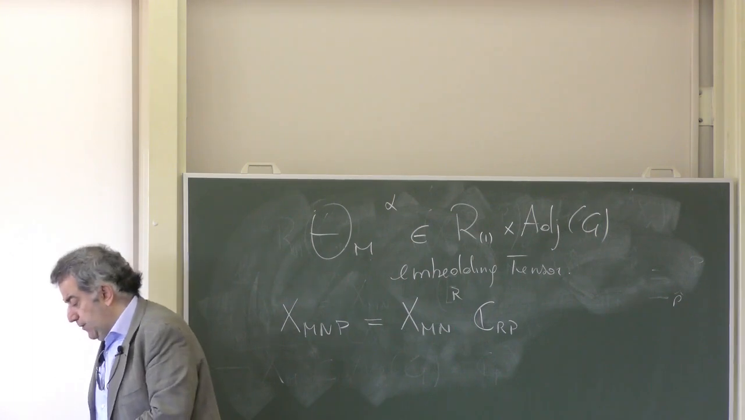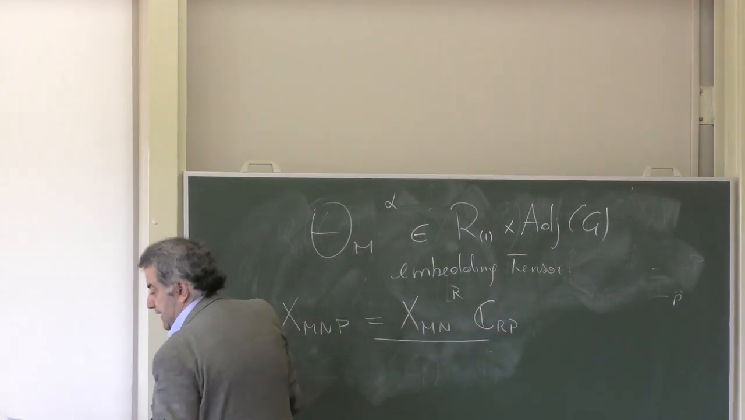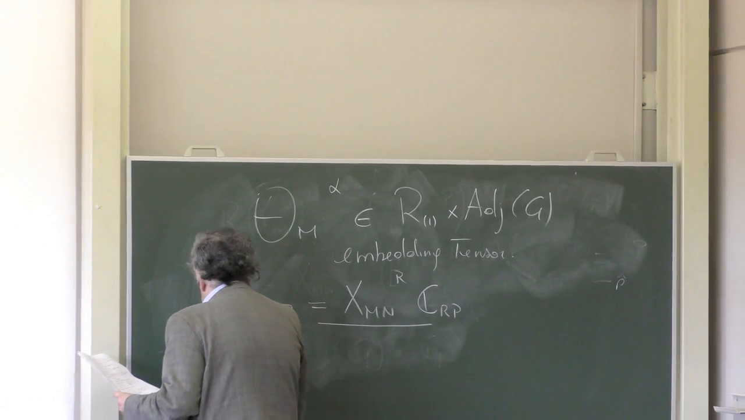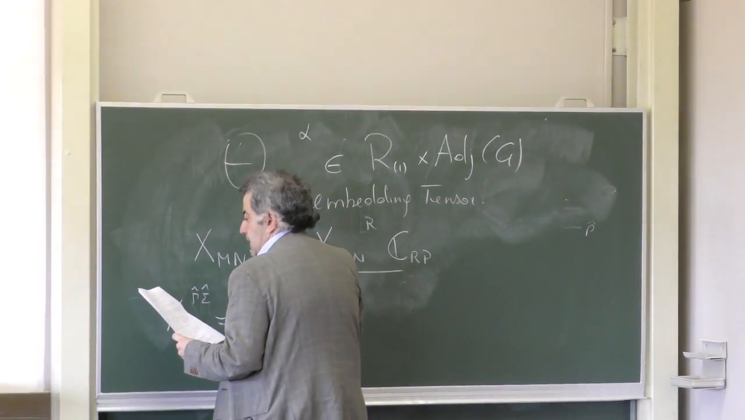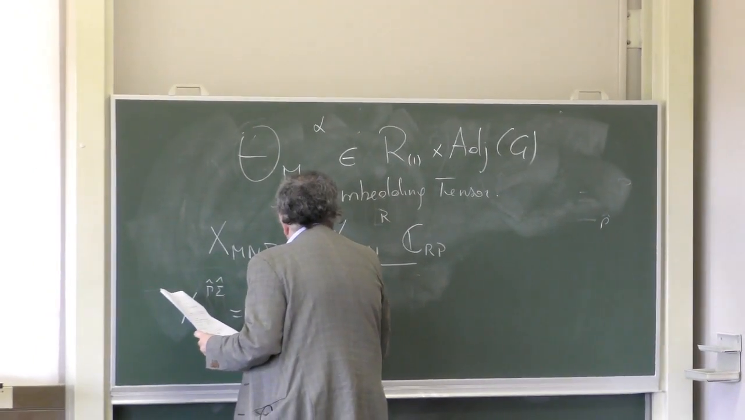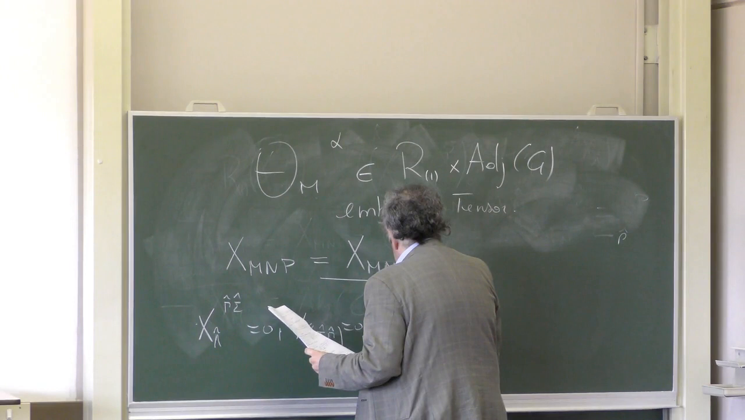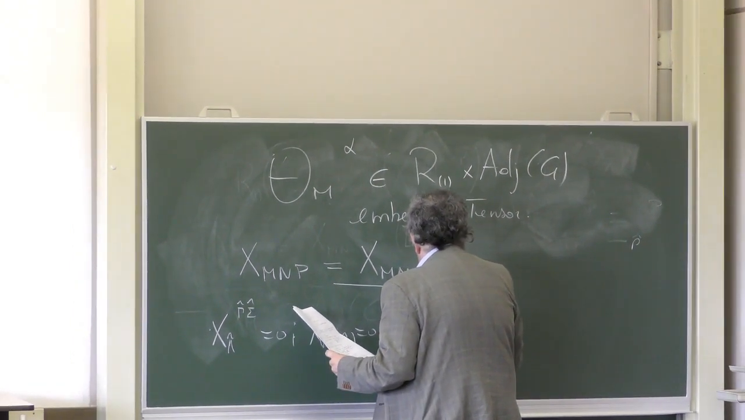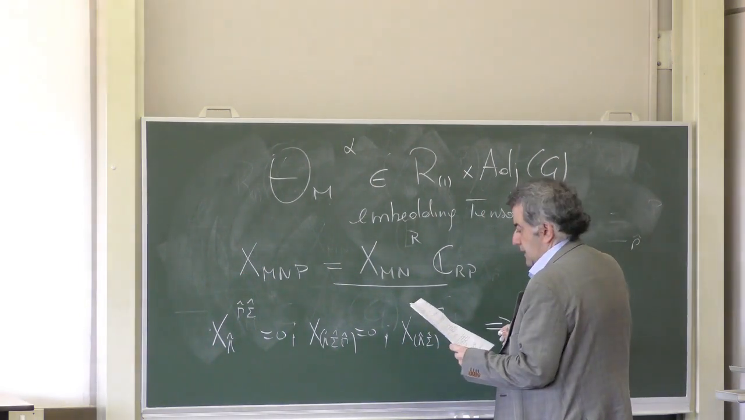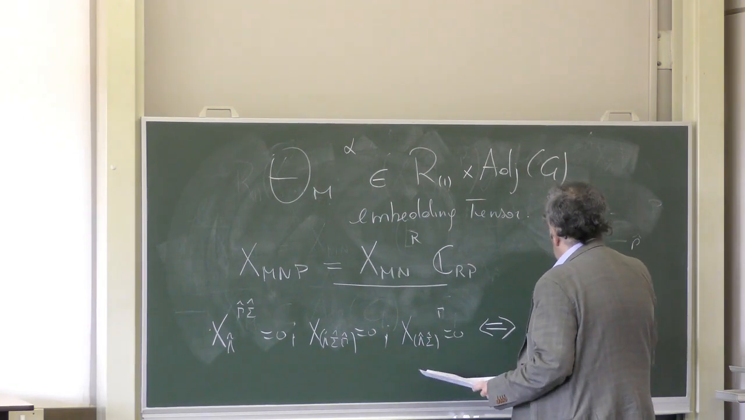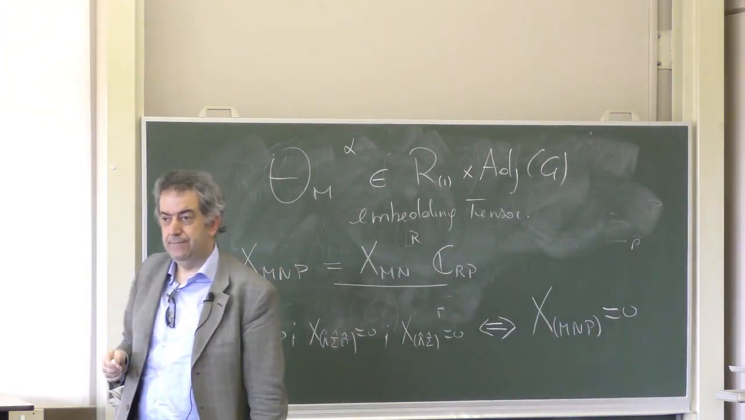Okay? Now you can easily verify that the linear constraints that we wrote at the beginning, that is X_(λγσ) equals 0, X_(λσγ) equals 0, and X_(λσγ) equals 0, these constraints can be recast in a simple form in this generic symplectic frame.